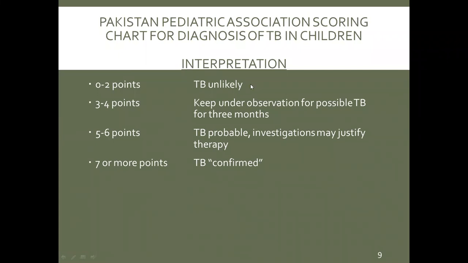So if we calculate numbers from history and examination and the total is less than 2, then the chance that this patient has tuberculosis is less likely. If it is 7 or more, then this is a confirmed case of tuberculosis. You need to go for gastric aspirate, or you need to do sputum for AFB before starting treatment.